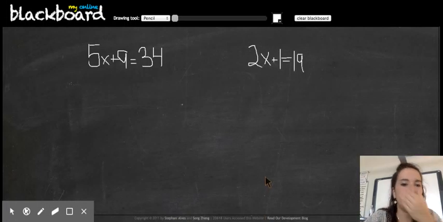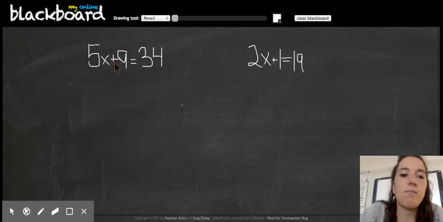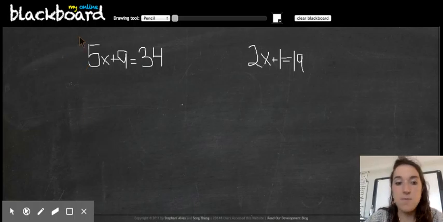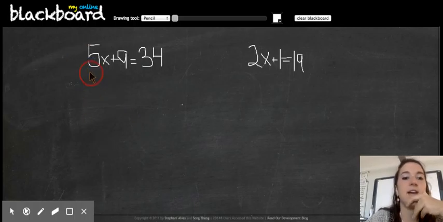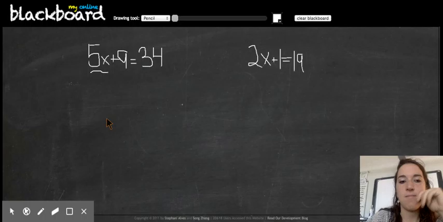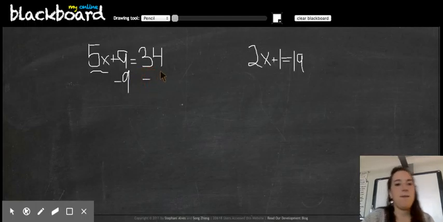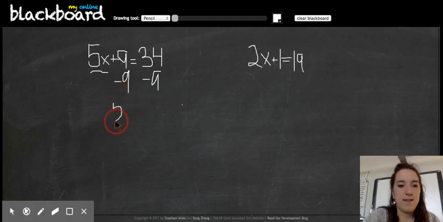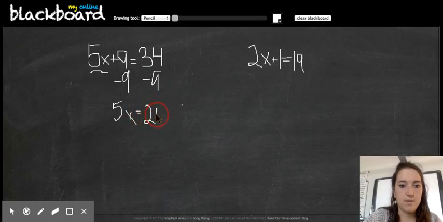All right, for these two-step equations, we're still trying to get x by itself. So before we deal with the things that have to do with x, like this 5, what can we get rid of first? We can get rid of the 9. We undo that addition by subtracting. So if we subtract 9 on both sides, I'm left with just 5x on the left side. What am I left with on the right side? 34 minus 9 is 25.